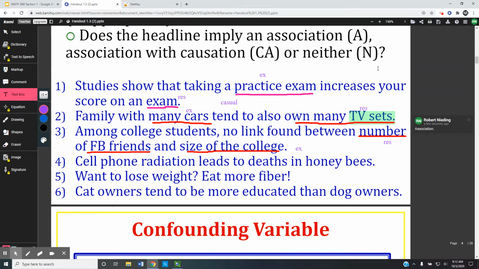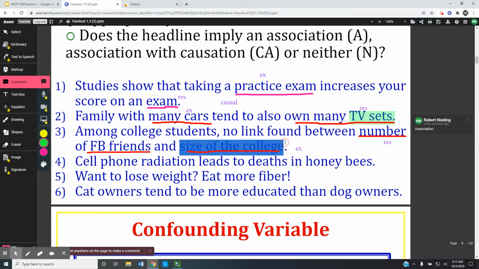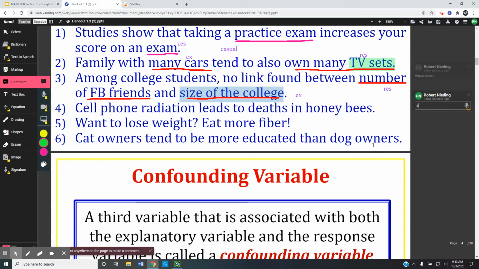So again, we would have an association that happens between those. I do believe that there'd be an association between the size of a college and the number of Facebook friends. And we could always pluck out an outlier somewhere where we didn't have that happening at all, like me. But at the same time, though, we're going to have some kind of association there. We're going to have a pattern.